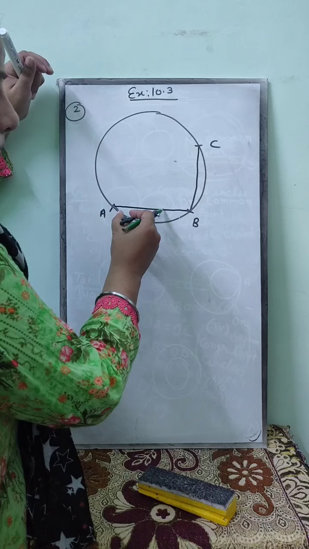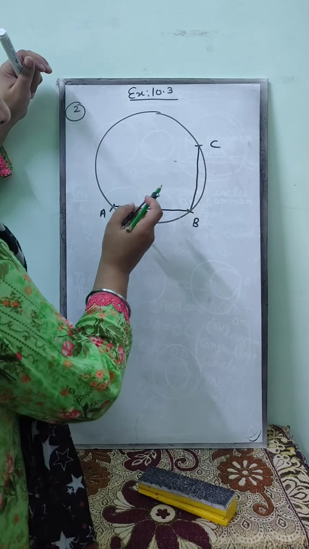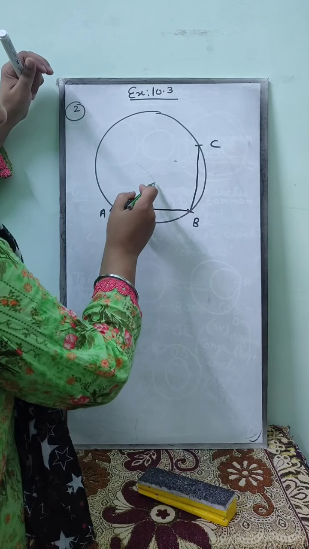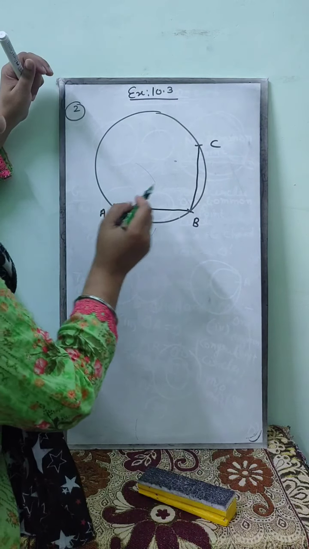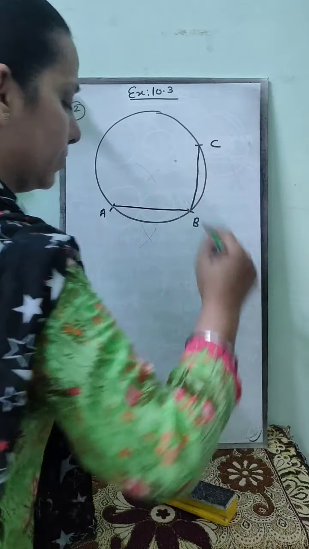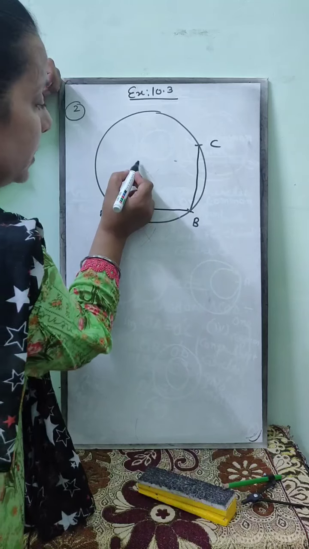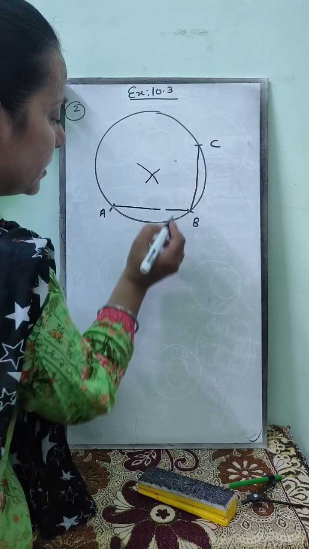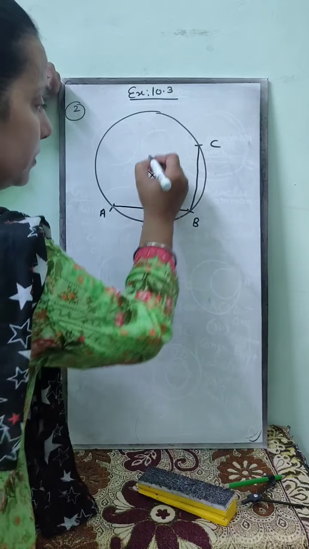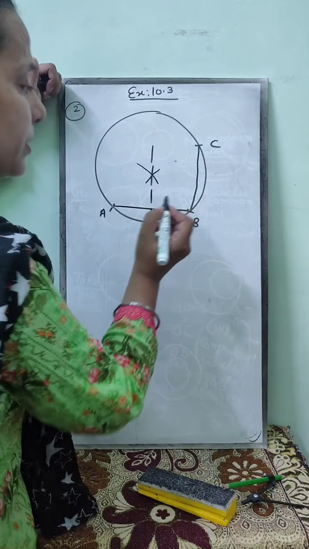So open your compass more than half of AB estimatedly, then draw one arc here and one arc downwards, then put your compass on B, one arc here and one arc downward. Clear? So you will be getting these two arcs, this and this, this and this. This is the bisector of AB.